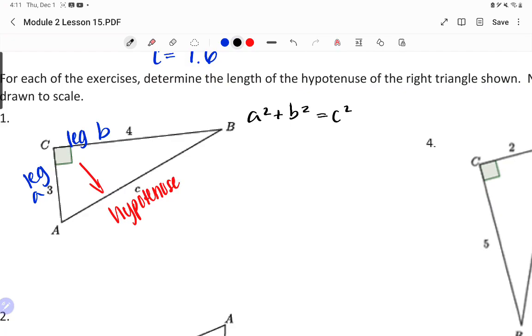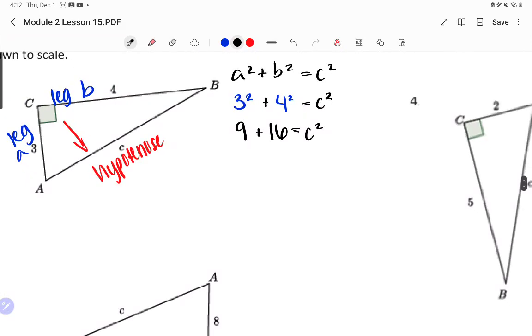Now, leg A is 3, so for A, we're going to plug in a 3, and don't forget to write your little squared next to it. Now, leg B is 4, so we're going to write down 4 squared. Don't forget to put your little square there. And then we don't know what c is yet, so we're just going to write down c squared. Okay, so 3 times 3 is 9, and 4 times 4 is 16 equals c squared. And then 9 plus 16 is 25 equals c squared.